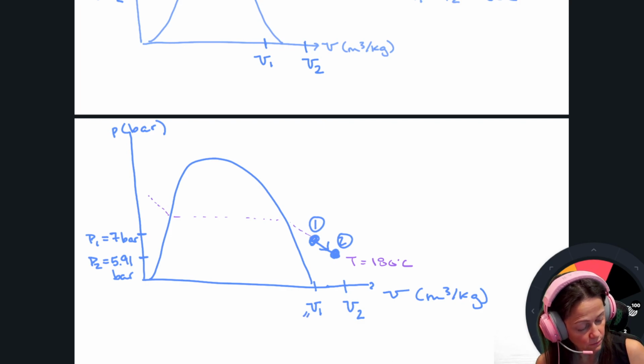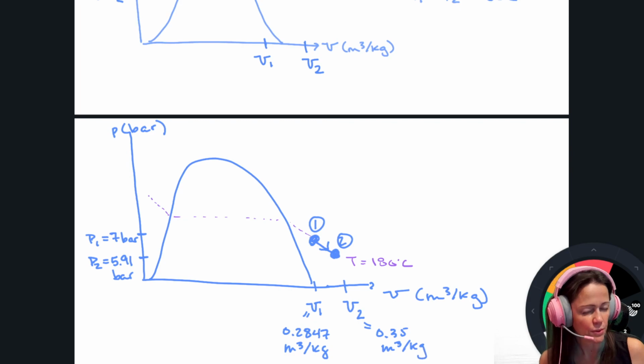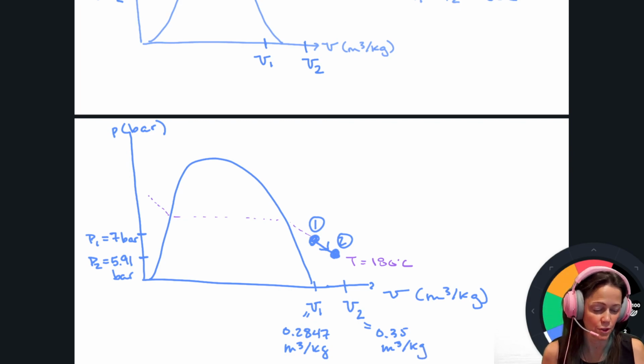And of course, V1, I'm going to actually write it just so it's obvious, right? This guy's 0.35. So it's always a good idea, even if you just write V1 and V2, just be cognizant of what those values are to make sure that your graph makes sense.